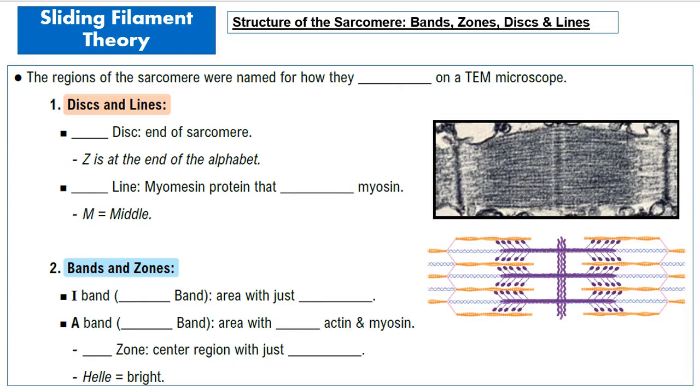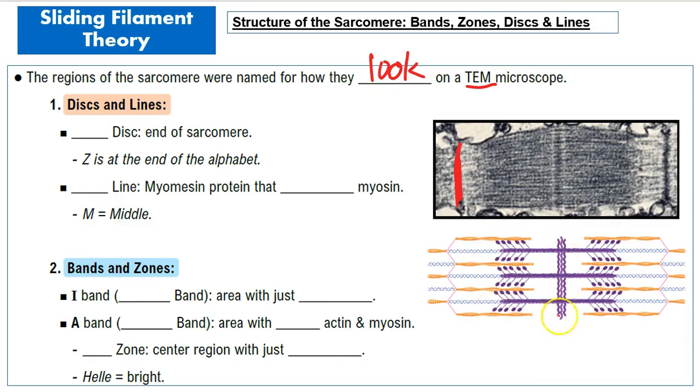So the research: sarcomeres were named for how they look on a transmission electron microscope, TEM. A transmission electron microscope is really cool because it's going to be able to show the fine details of cells. As you can see here, I can actually see a sarcomere. I see the boundary of the sarcomere here, over here as well. I see the midline of the sarcomere. I see a dark region, and I also see a light region. Let's get into those details of what they look like.